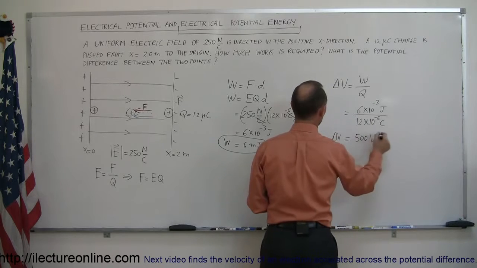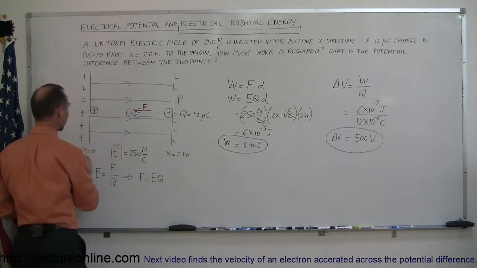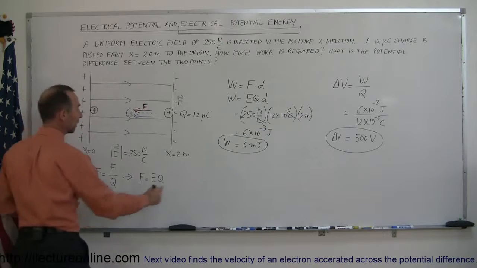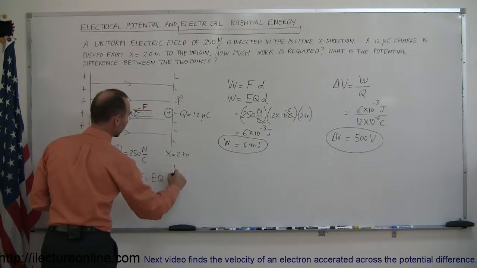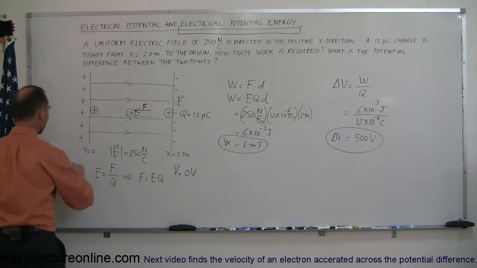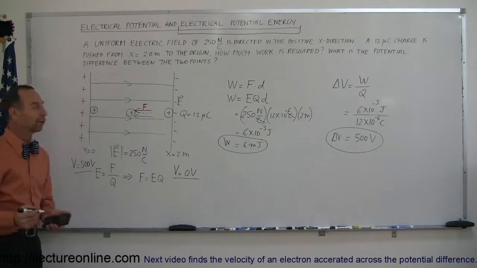Delta V, the potential difference, is 500 volts, which means that at x equals 0, the potential is 500 volts higher than x equals 2 meters. So if at x equals 2 meters, the potential V is equal to 0 volts, then over here the potential would be equal to 500 volts higher, or 500 volts. And that's how you do that problem.